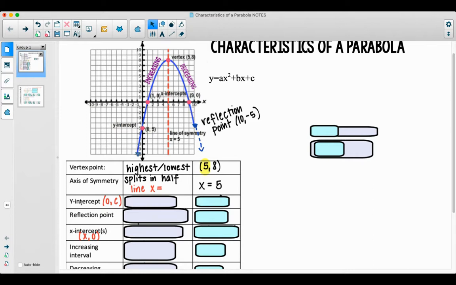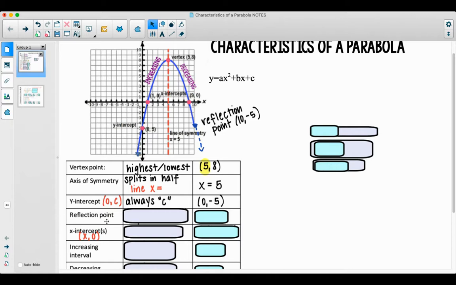The next thing we're going to look at is the y-intercept. We've talked about this the entire year. The y-intercept is where it crosses the y-axis. So the x-coordinate is 0. Here, we can see that it's (0, c), or whatever that last value is when we have the equation given. So it's always that c value. It's when the x-coordinate is 0. Here, we can see that it's the point (0, -5).